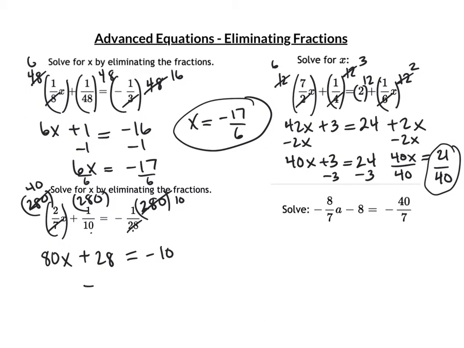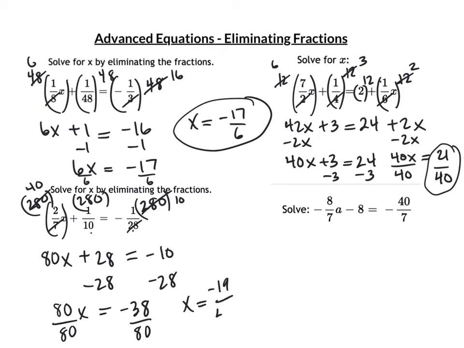Now we can subtract 28 from both sides, get the variable by itself. 80x is negative 38, and you're going to divide by 80. And as I mentioned, if you don't use the least common multiple, or the least common denominator, you're going to have to do some more simplifying. 38 and 80 at the very least are both divisible by 2. Let's see, that would be negative 19 over 40. And I believe that looks good to me.